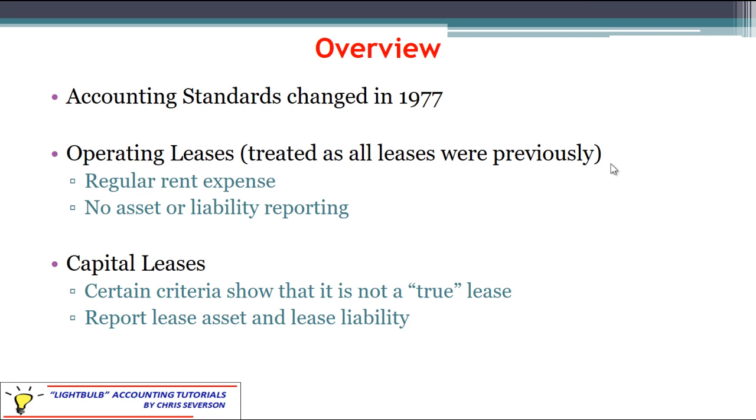So again, due to all the issues we've been talking about, the concern with this debt not being reported, even though it's going to be owed over the next 10 years, the accounting standards, GAAP, changed in 1977, and they created two separate types of leases. The first type of lease would be your standard, what's known as an operating lease. This is basically a true lease, a true rent type situation. This is going to be treated the same way as all leases were previously.